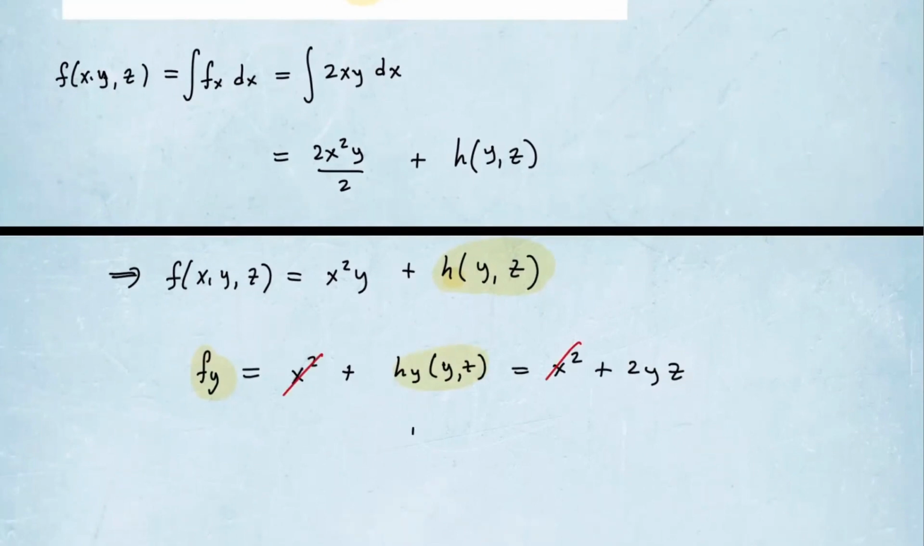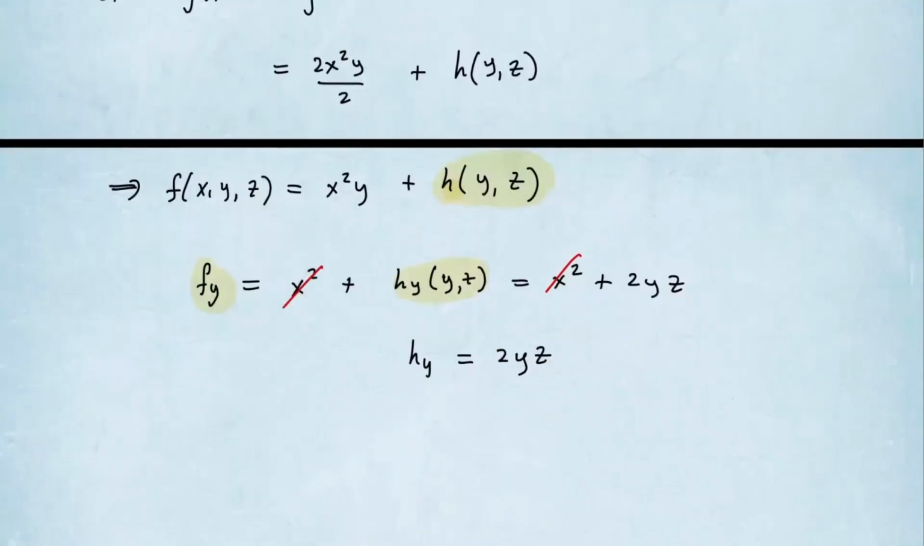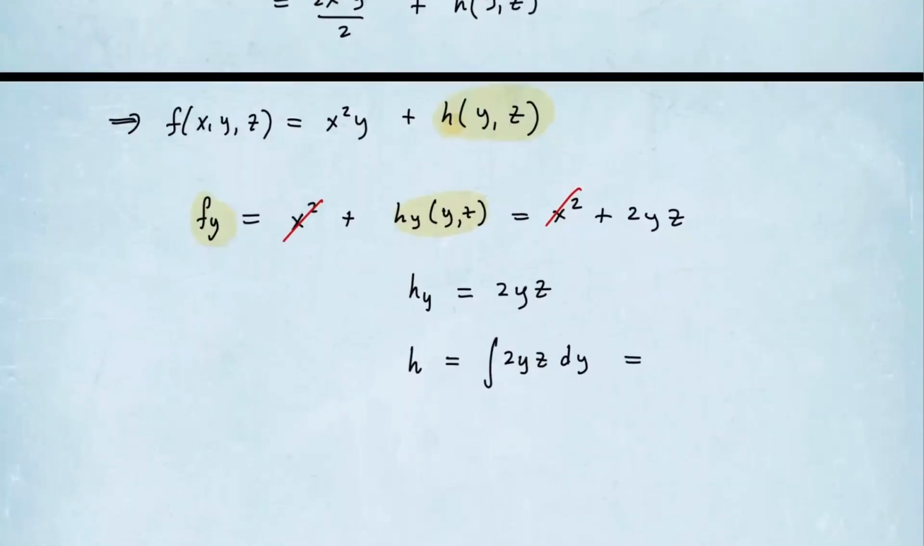So this will reduce to h sub y of y z. You can write that if you want to. Let's just write it this way, 2yz. Now to solve for h, we're going to integrate both sides. So that means h is going to be equal to, if I'm integrating 2yz with respect to y, and this will give me, with respect to y.